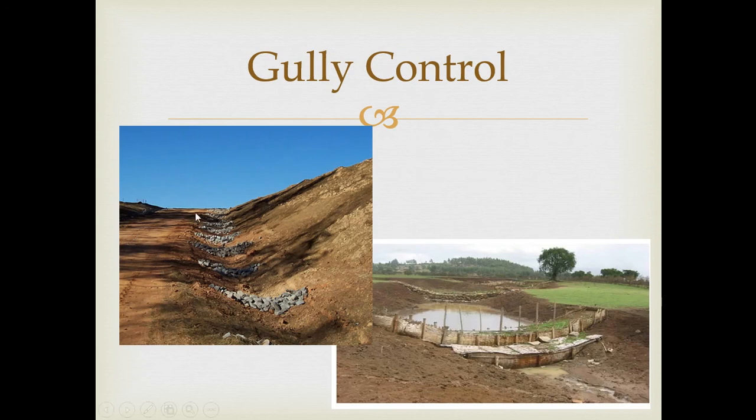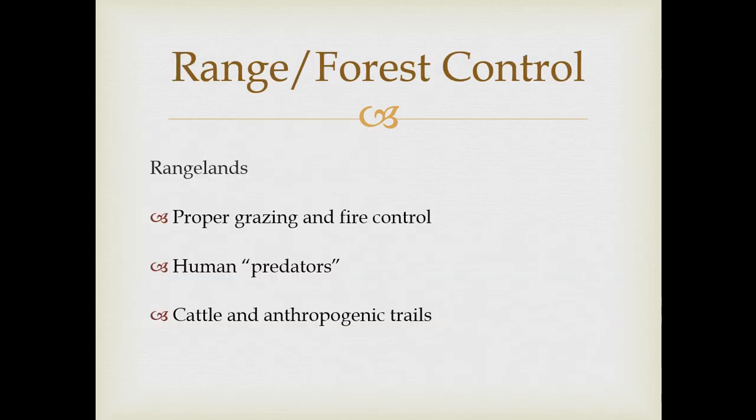So gully control on construction sites might be as simple as riprap piles here to help slow the water. This would be an agricultural site where there's heavier-duty dams built up to slow that water and trap the sedimentation. On rangelands, proper grazing and fire control, so not allowing overgrazing to keep a lot of that herbaceous material on site and slowing the water.